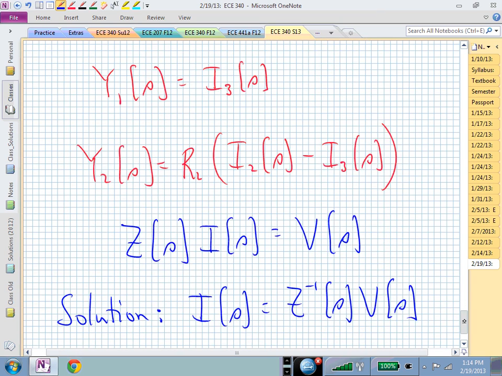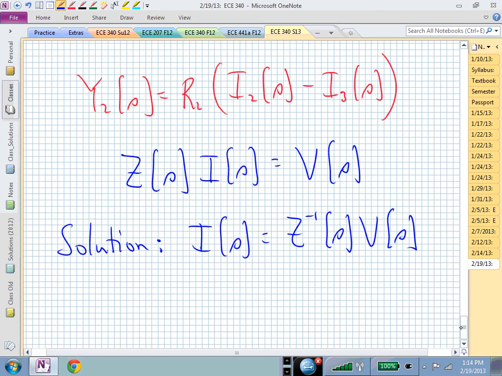Does that answer your question on that? That's why I can't just say V divided by Z. I have to take the inverse of this Z because it's a matrix. It's a 3 by 3 matrix.